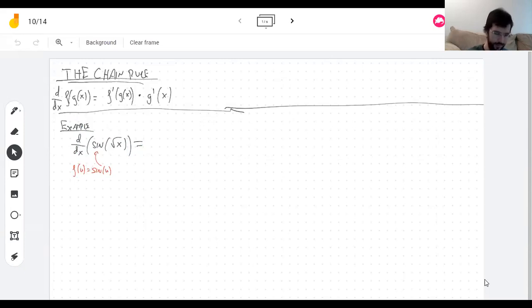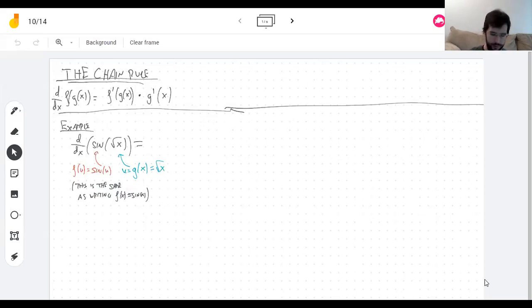There's a function on the outside, which is sine of u, and I'm plugging into it another function, which is the square root of x. So you take x, you take the square root, then you take the sine of the answer, and that's the function we gave. This is the same as writing that f of x is sine of x. But if you do it like this, it's probably harder to get confused.